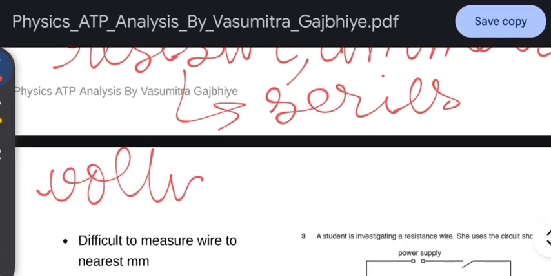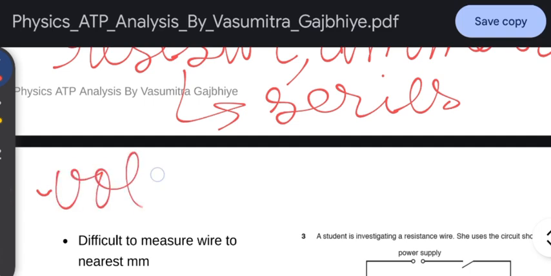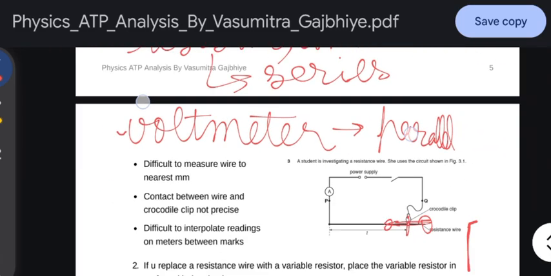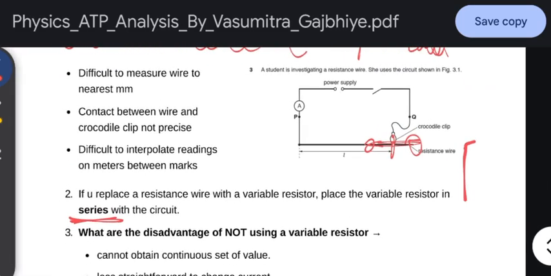And the, what is it called? Voltmeter. Yeah, voltmeter. Wait, let me write it. Voltmeter is always placed in parallel with the circuit. Okay, between the points where you need to measure it. So please always remember it.